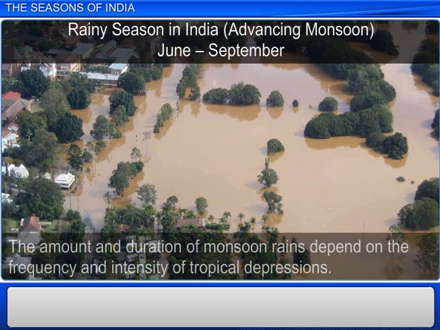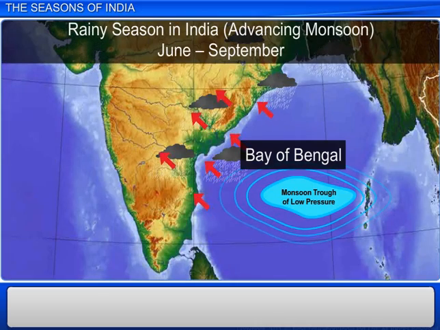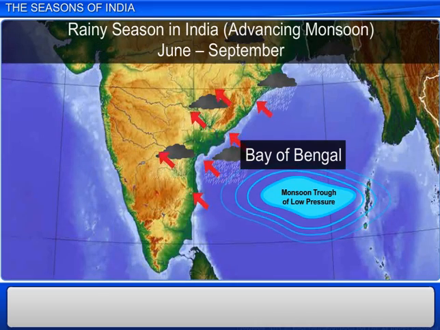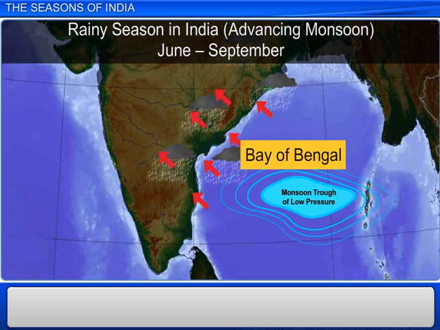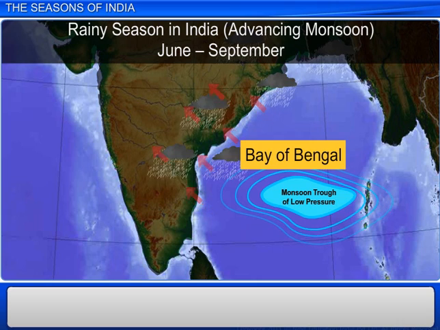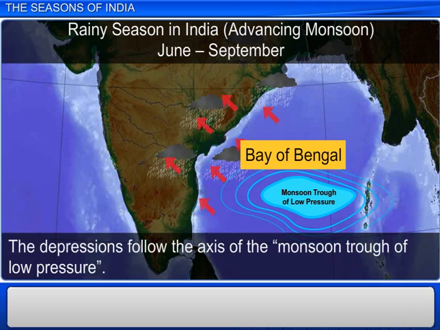The amount and duration of monsoon rains also depend on the frequency and intensity of tropical depressions. These depressions form at the head of the Bay of Bengal and cross over to the mainland. The depressions follow the axis of the monsoon trough of low pressure.